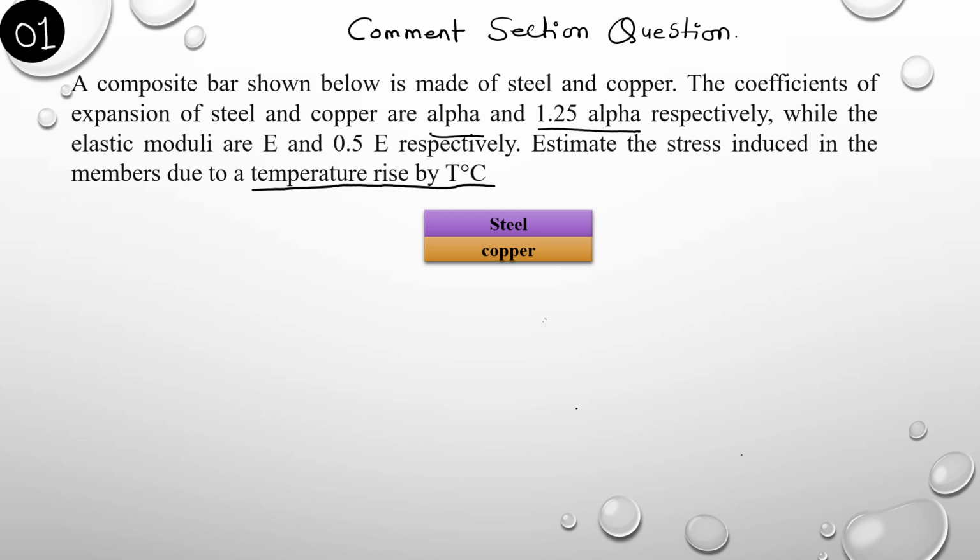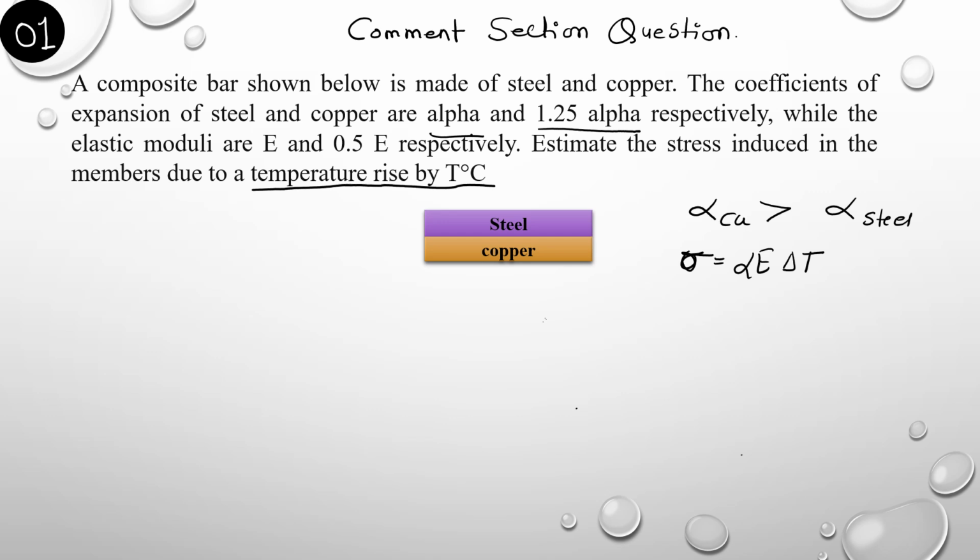Okay, in this case they mention here the alpha, meaning the coefficient of thermal expansion for copper, is more than the coefficient of thermal expansion of steel. So to calculate the thermal stresses, the formula is sigma equals E into alpha into delta T. This means the thermal stress depends upon the elastic modulus, the coefficient of thermal expansion and the temperature.